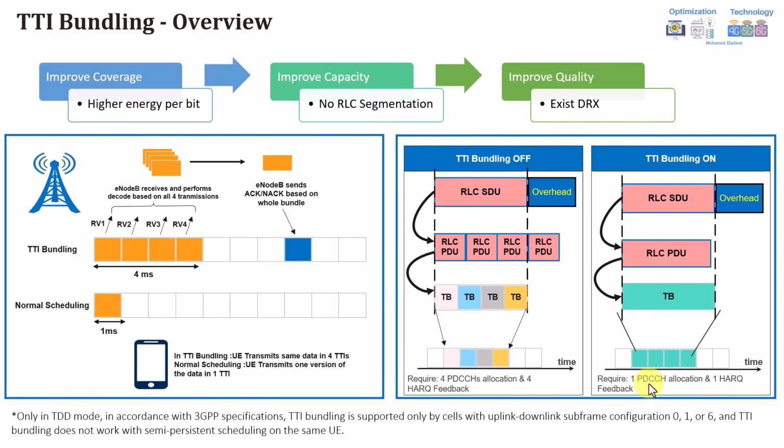So it can improve your PDCCH allocation from the segmentation point of view, and it will also have one HARQ feedback, because for those four transmissions of the same data in 4 consecutive TTIs, it only requires one HARQ feedback. So you will have better performance in terms of improving capacity, because you will not have any RLC segmentation anymore. Also, one of the things that can be triggered out of TTI bundling: whenever the user enters the TTI bundling state, he will be out of DRX.